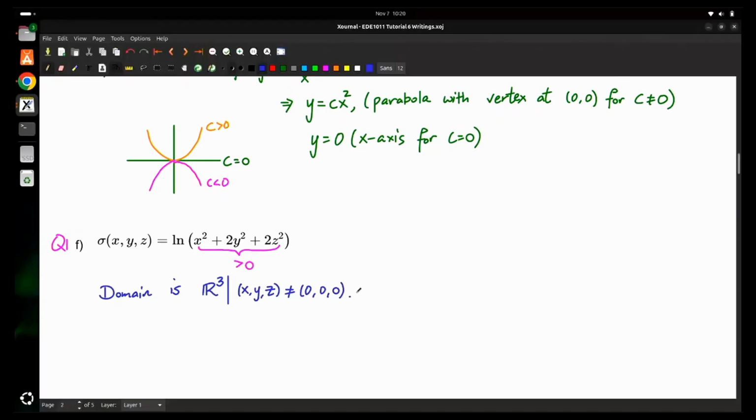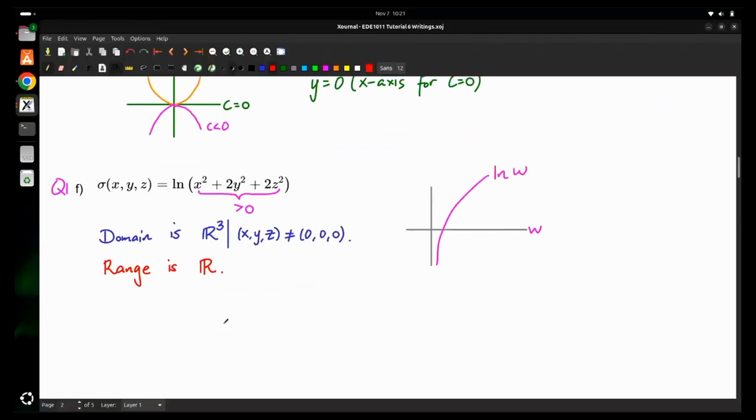All right. Then what about the range? Because your ln function looks like that. So it's ln of whatever this is. For example, let's say ln W. And this is W. So ln W is like that. So if you have your W, which is this expression, and this is clearly more than 0, which defines the domain, then the range, you can see from here, is R. Of course, it can be anything. Is that right?